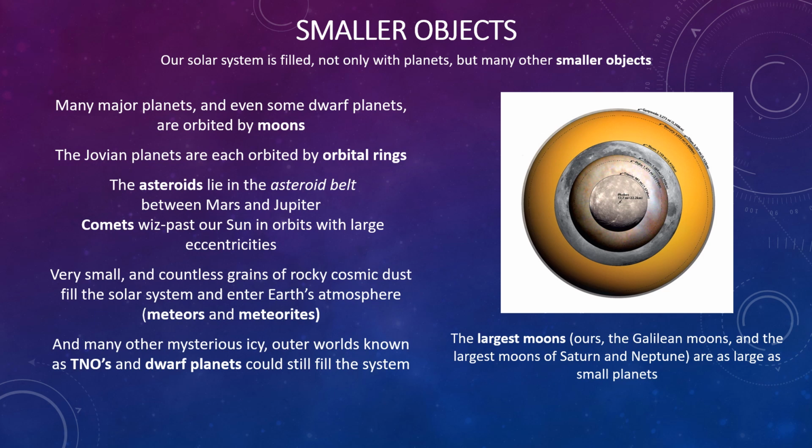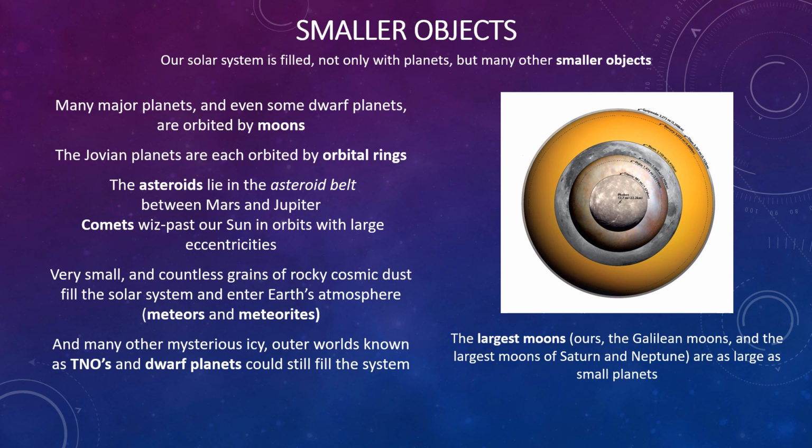There's also many, many more smaller bits and countless grains of cosmic dust that fill our solar system and occasionally enter our Earth's atmosphere in the form of meteorites. And there's also a lot of frozen, icy, smaller dwarf planets out beyond the orbit of Neptune, which we call trans-Neptunian objects.